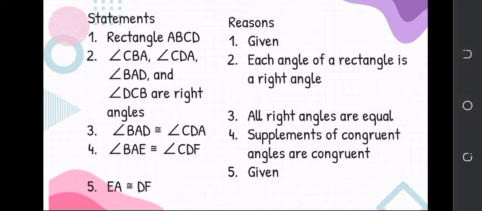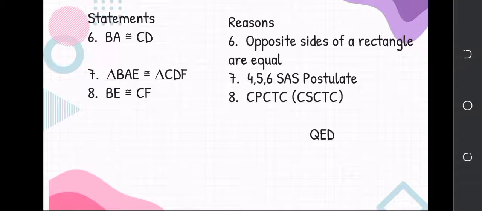Number 5, line segment EA is congruent to line segment DF because it's given. Number 6, line segment BA is congruent to line segment CD because opposite sides of a rectangle are equal. And number 7, we can now conclude that triangle BAE is congruent to triangle CDF for the reason of 4, 5, 6, SAS postulate.